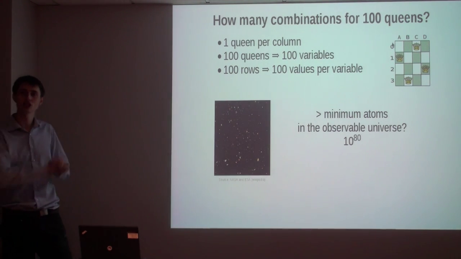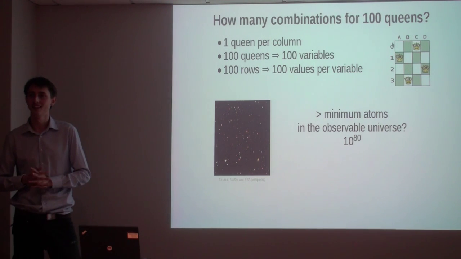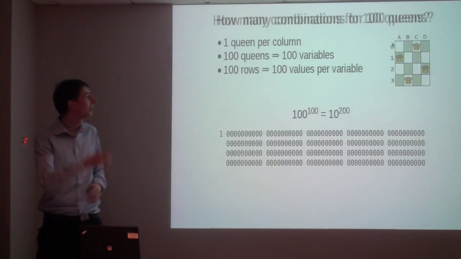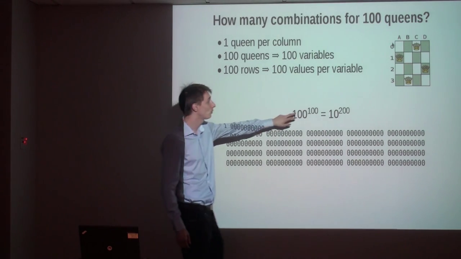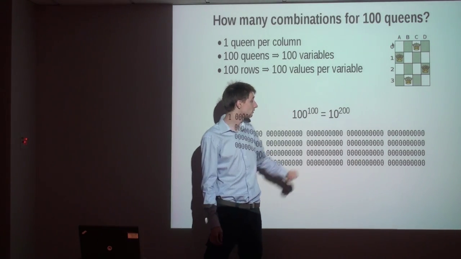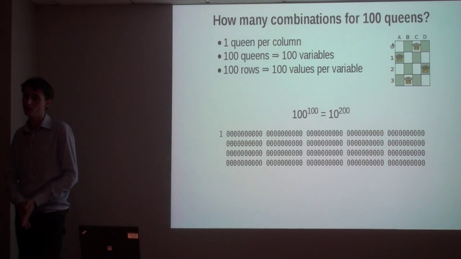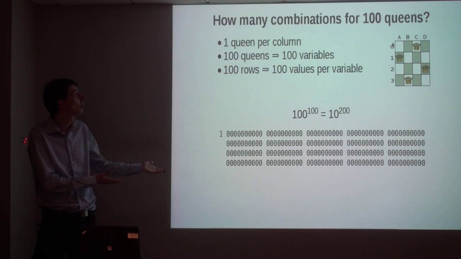Are there more combinations than that number? If you think there are, please raise your hand. Yes, indeed. So you paid attention to the beginning. It's 100 to the power 100. So that's 10 to the power 200. So that's this number, which is, for a planning problem, a tiny one. It's just 100 processes. It's just 100 queens.